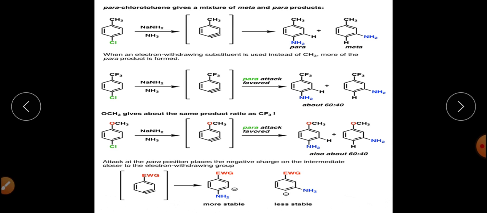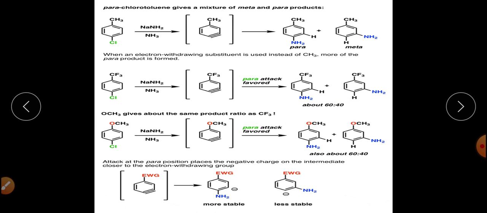Now when we talk about CF3, for example, this is another substrate, CF3, and CF3 is an electron withdrawing group, and again you are getting this kind of benzyne. So when you talk about the ratio of these two products that have been synthesized, as I have already told you, this is the preferred site of attack in comparison to this one. So the major product will be this one in comparison to this one. So the ratio is about 60 to 40.